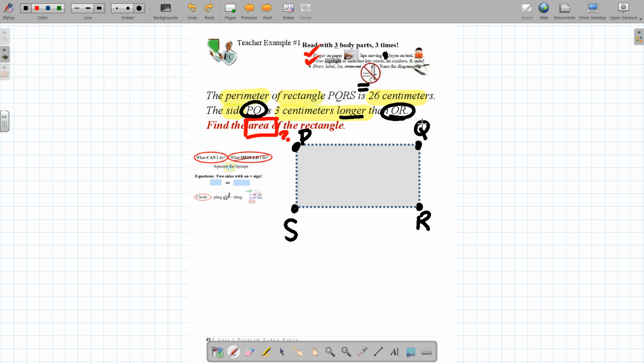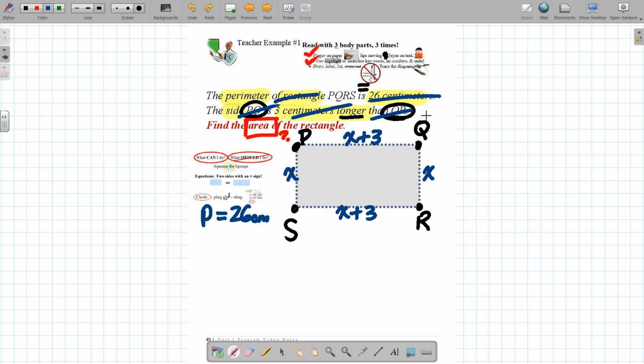You're like, I don't even know where to start. Well, you always ask yourself, what could I do? Well, I have perimeter. Can you write the equation for perimeter out? Sure, that's easy. Perimeter equals 2 lengths plus 2 widths. I'm going to be working with area, so can I at least write the equation for area out? Sure, let's write that down. Area equals length times width.